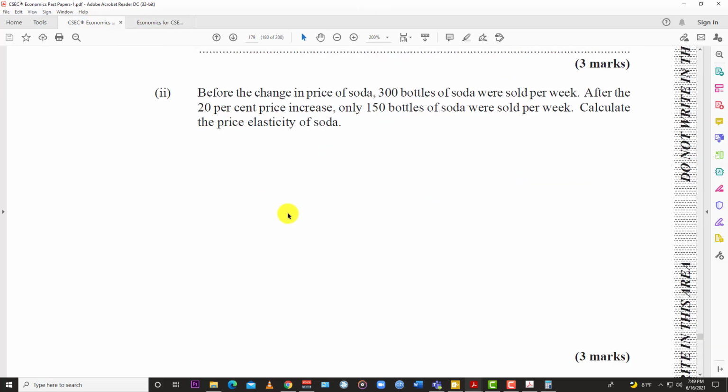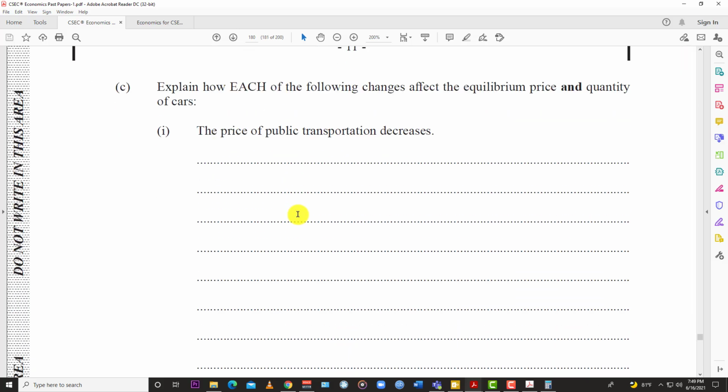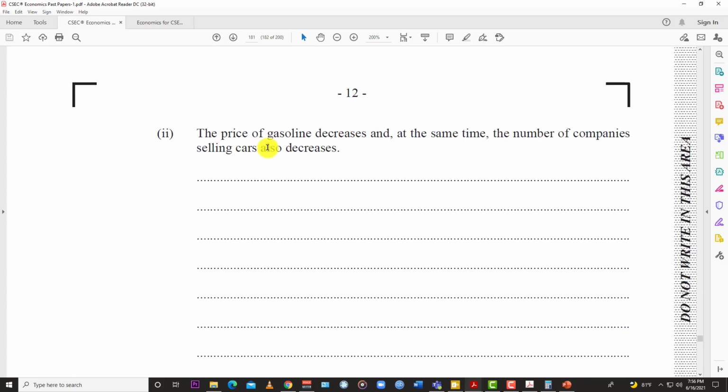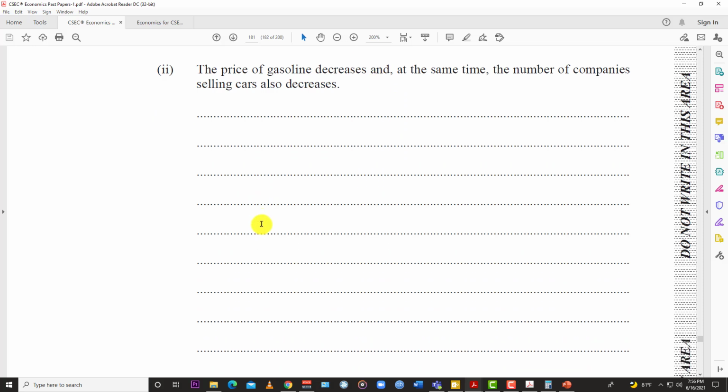All right, and then if we jump to the second one now, the price of gasoline decreases, and at the same time, the number of companies selling cars also decreases. So now this is not a ceteris paribus situation. We're talking about simultaneous things happening. And so this one is quite tricky now. Let's look at it carefully. Let's break it down. So the price of gasoline decreases.